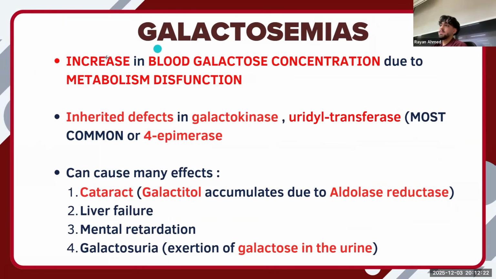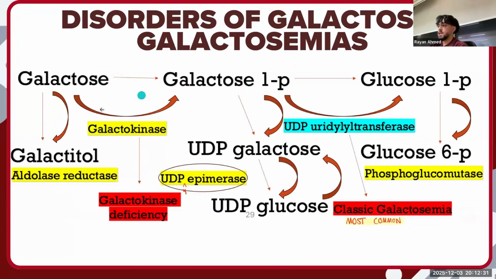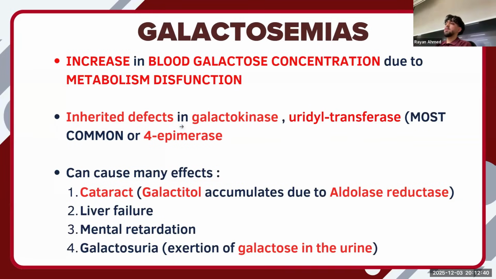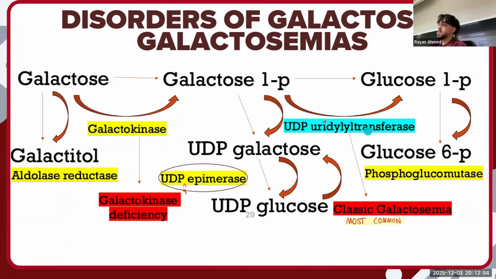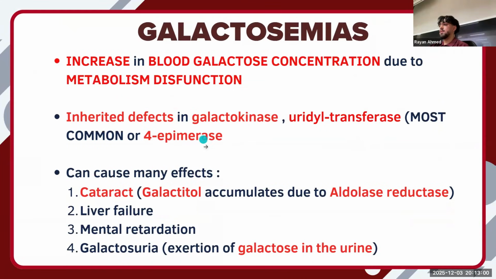The definition of galactosemias is basically an increase in blood galactose concentration due to metabolism dysfunction. It could be due to this enzyme, this enzyme, this enzyme, a lot of enzymes, but mainly these two, right? UDP uridyltransferase and galactokinase. That leads to an increase in blood galactose concentration. Now, inherited defects in galactokinase or uridyltransferase, which is the most common, or 4-epimerase. But please keep in mind, UDP uridyltransferase is the most common one.